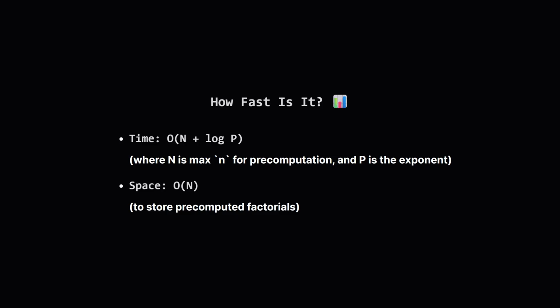So how much better is this than brute force? It's way faster. The time it takes is dominated by the one-time precomputation step, which is proportional to the maximum possible size of n. After that, each calculation is super quick, mainly involving the power function, which is very fast. For memory, we do need to store those pre-computed factorials, so the space we use is also proportional to the maximum n. This is a fantastic trade-off for the massive speed-up we get.